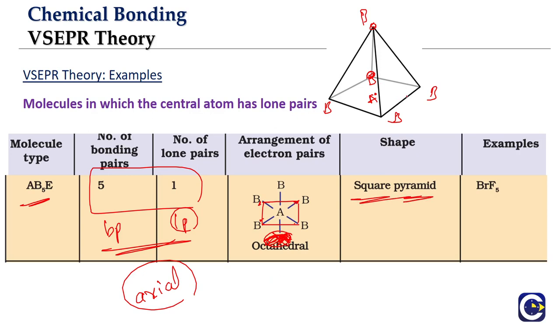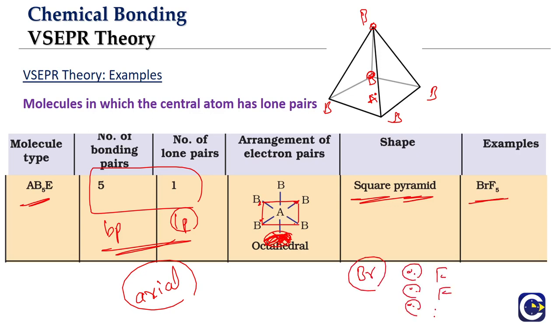Because there is a square planar surface, that's why it is a square pyramid. Okay, so in case of ammonia, what is the shape? We said it is a trigonal pyramid, because the bottom plane is what? Triangular shape. So what is the example for this? BrF5. Bromine is forming 5 bonds with fluorine.